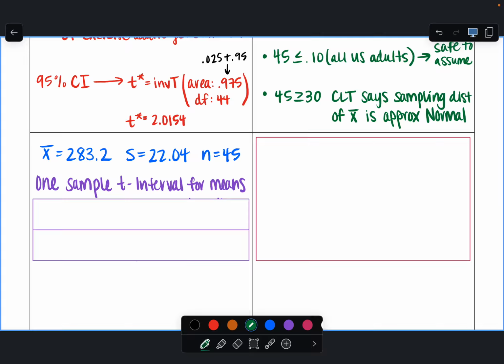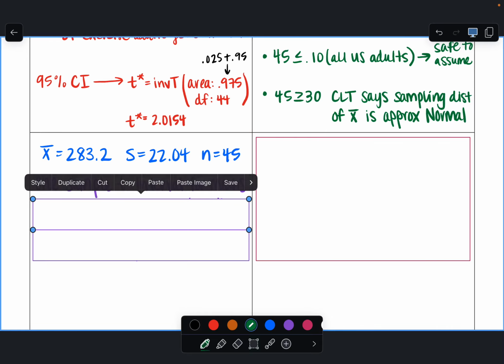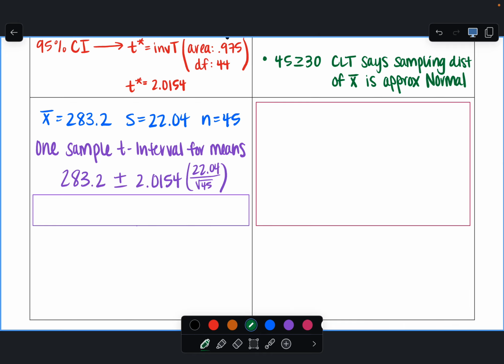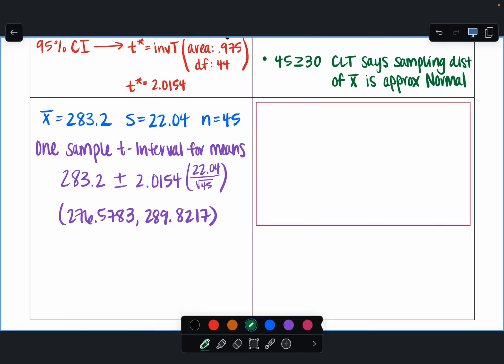There are cases where we can use Z for means. That is if we know the population standard deviation, but you will never use T for proportions, ever. So don't mix those up. Now, I'm just going to take the data that I have and plug it into the formula. I have X bar, I have the T star, and then I have my standard deviation of my sample over the square root of n. Plug it into my calculator, I get a lower bound, I get an upper bound.